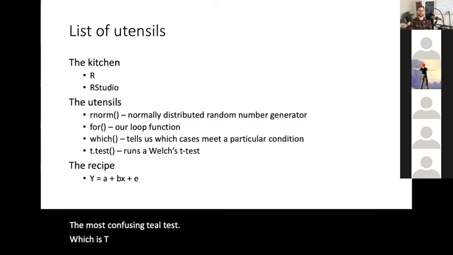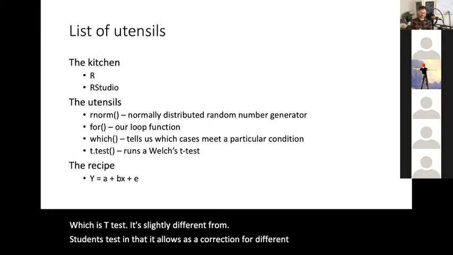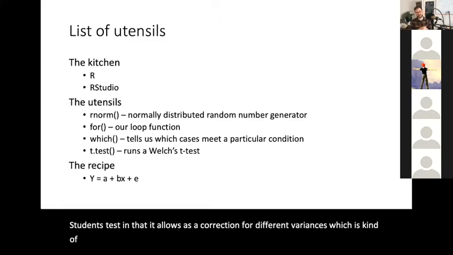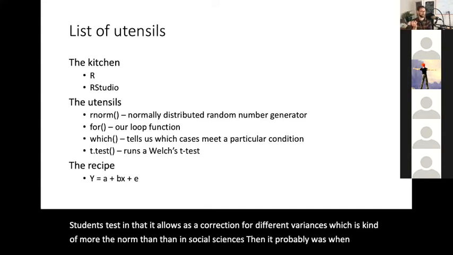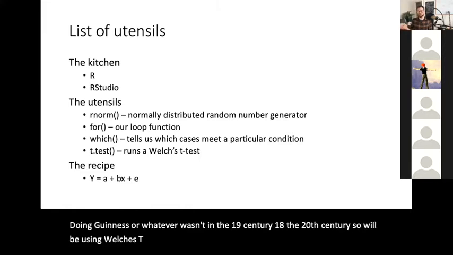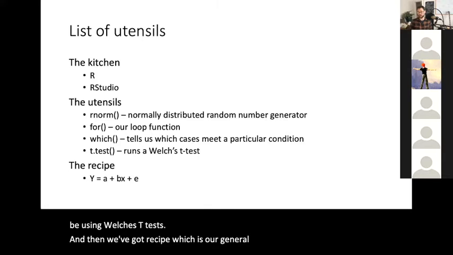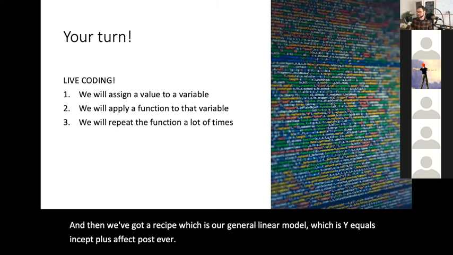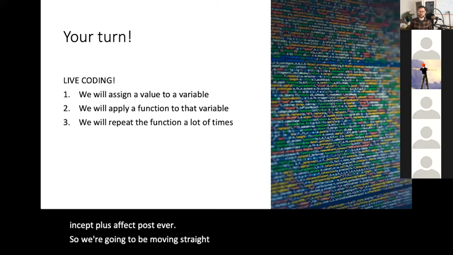It's slightly different from Student's test in that it has a correction for different variances, which is more the norm in social sciences than it probably was when Student was brewing Guinness or whatever it was in the 19th century, 20th century. So we'll be using Welch's t-tests. And then we've got a recipe, which is our general linear model, which is y equals intercept plus effect plus error. So we're going to be moving straight on to some live coding now.